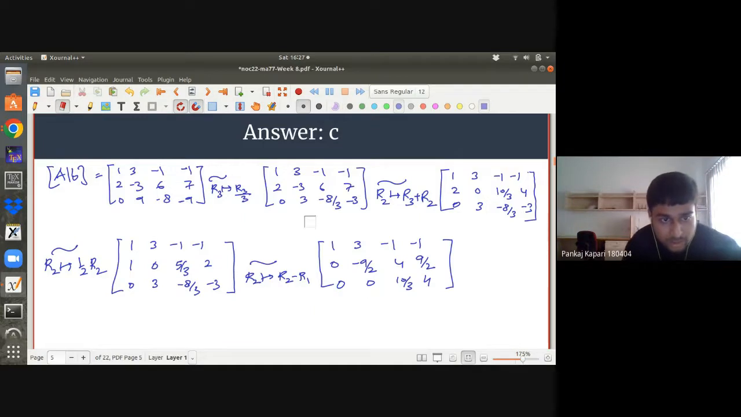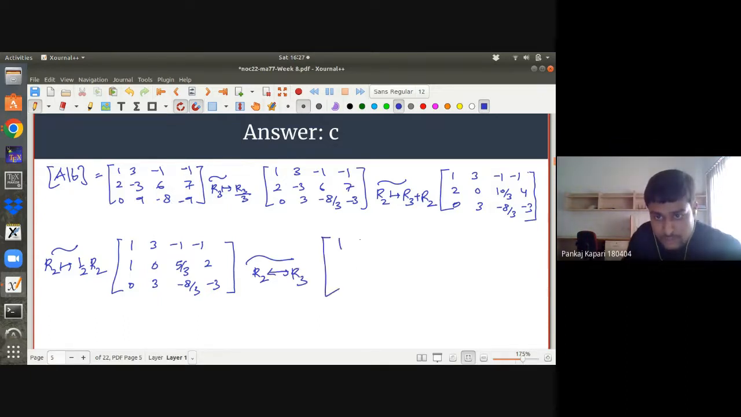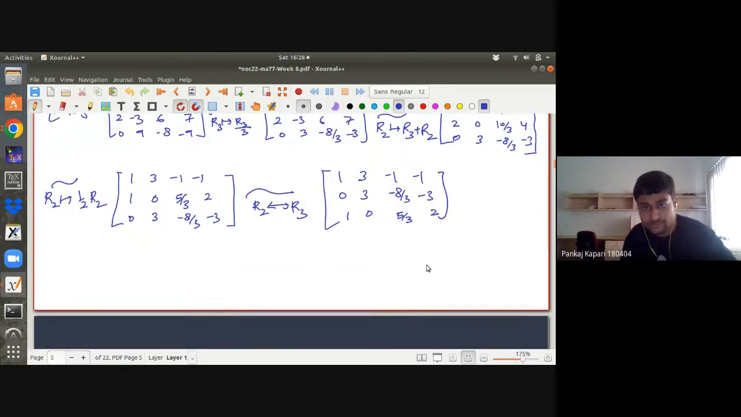Now what we'll do, we will interchange 2 rows. When we interchange rows, we write it like this. If we interchange, the row 1, 3, -1, -1 will go above, then -8/3, -3, and this will come down as the second row. So 1, 0, 5/3, 3, and 2.